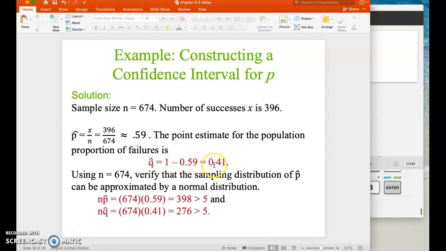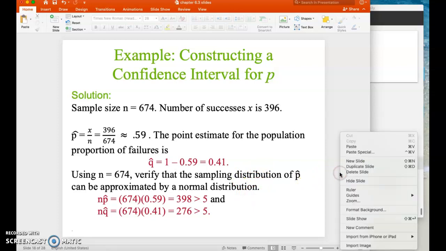so that equals 0.41. Using n equals 674, we can verify that the sampling distribution of p hat can be approximated by a normal distribution by multiplying n times p hat and n times q hat. In this case, both of those values, 398 and 276, are greater than 5, so we have verified that the sampling distribution of p hat can be approximated by a normal distribution.